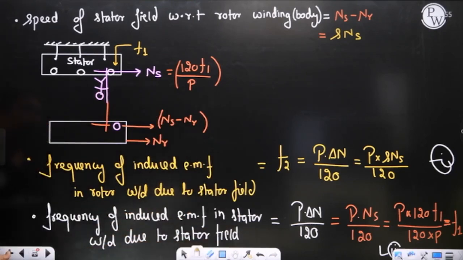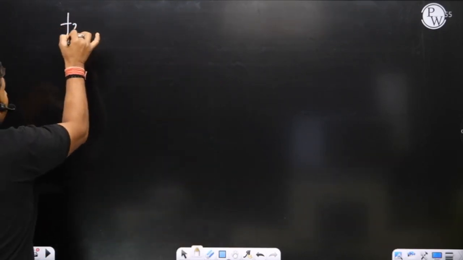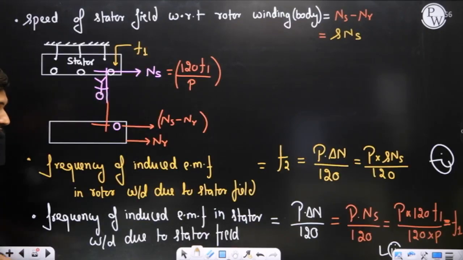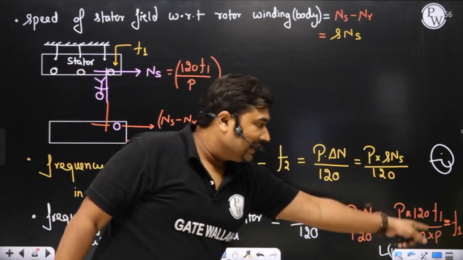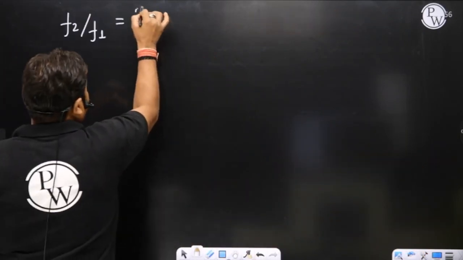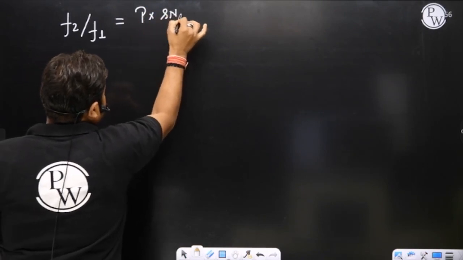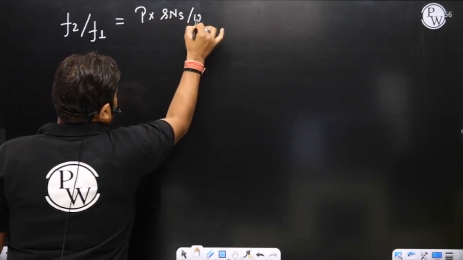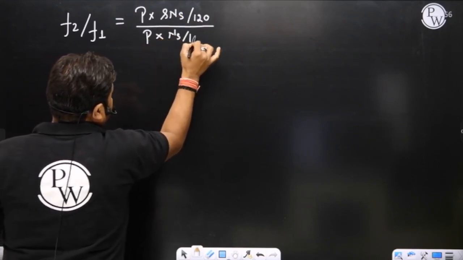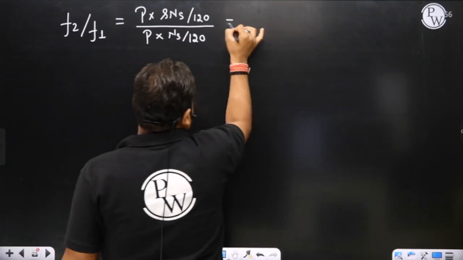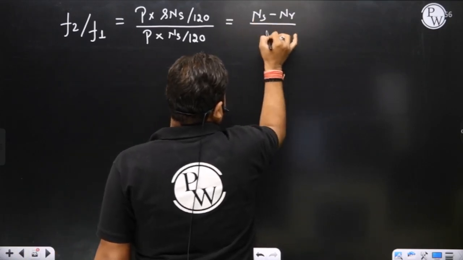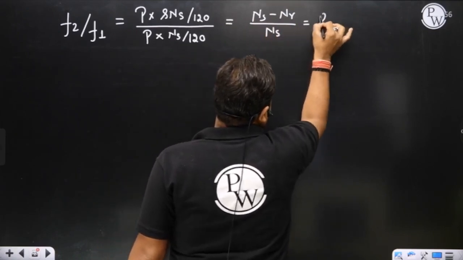Can I write F2 by F1? F2 by F1 will become P into SNS by 120 upon P into NS by 120. So everything will get cancelled out. SNS is nothing but NS minus NR upon NS, so this will become slip.